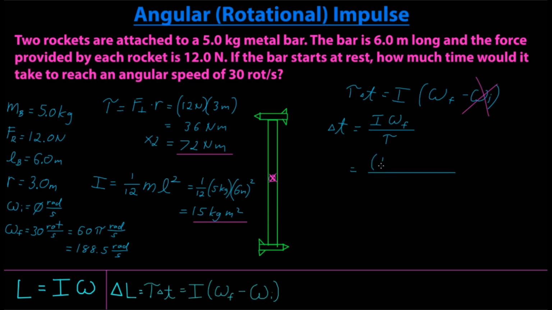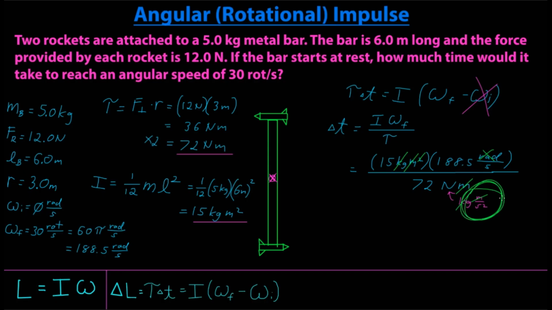I can now put that over here. 15 kilograms meters squared times 188.5 radians per second over 72 newton meters. A newton is kilograms meters per second squared. That means the kilograms cancel. One of these meters cancels here, the other meters cancels here. Radians is a placeholder unit, does not exist.